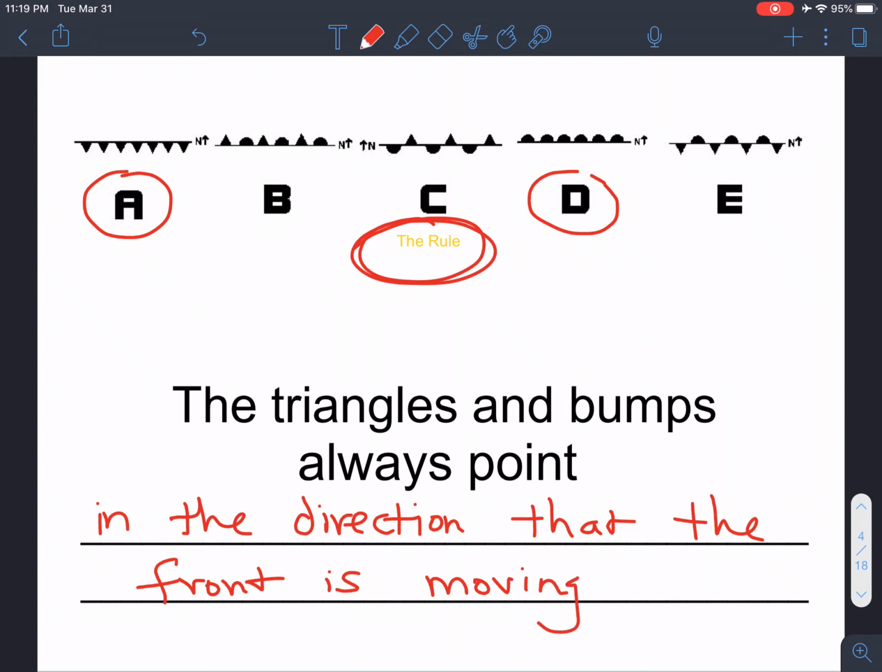So for example, if you look at letter A on top, the symbols are pointing downwards, so that means that the air mass would be moving towards the south. For letter B, if you notice, the symbols are pointing up, so that would be moving towards the north. Now if you look at letter C, you have some symbols that are pointing south and some symbols that are pointing north. Well, that would be the stationary front, meaning that it's not moving in either direction because they're pushing against one another.